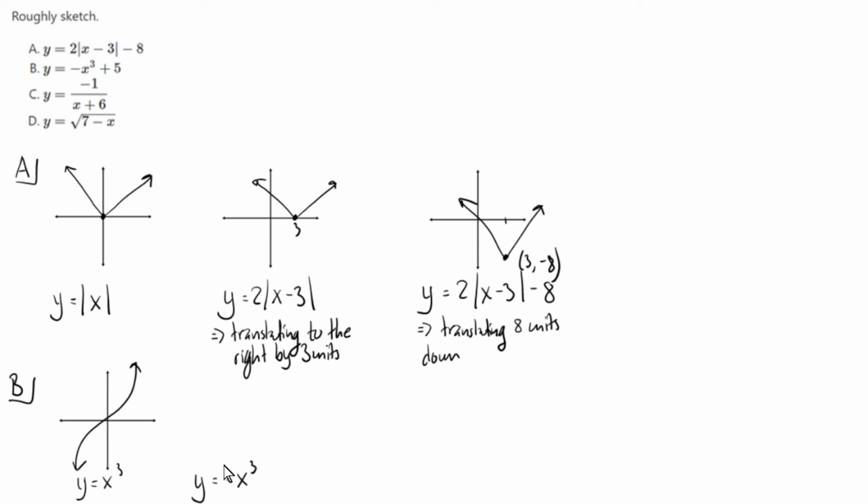And that means that we're going to reflect this about the x-axis. We're going to reflect this function about the x-axis, so it's going to look like that. And then finally we add 5, which means that we're going to translate it 5 units up. So we're going to have y equals negative x cubed plus 5. So we're going to translate it up by 5 units. So it's going to look something like that, as the y-intercept here is 5.